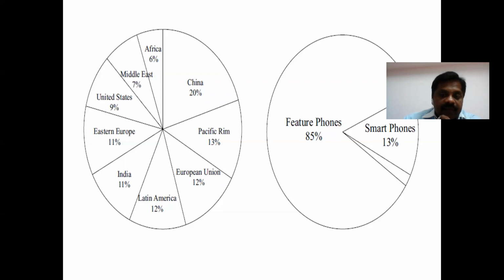I think this is a very old survey. So now it will have increased, almost maybe exchanged. Maybe 75 to 80% of people may be using smartphones nowadays.